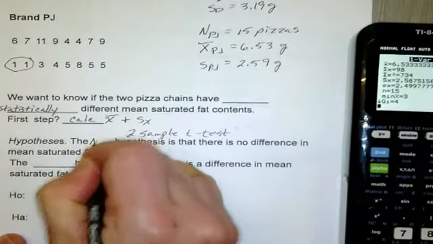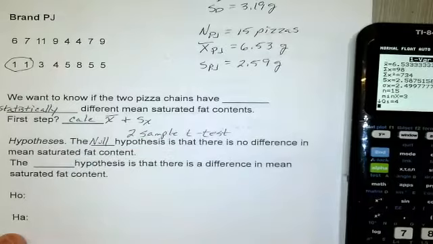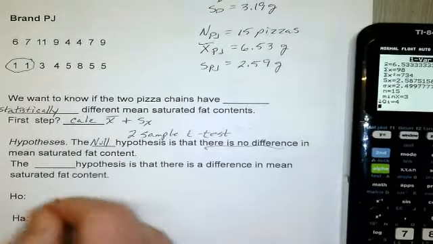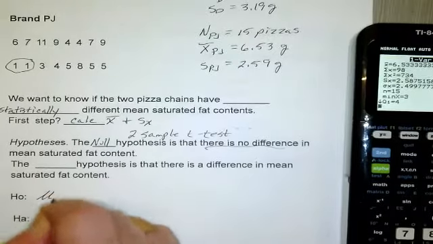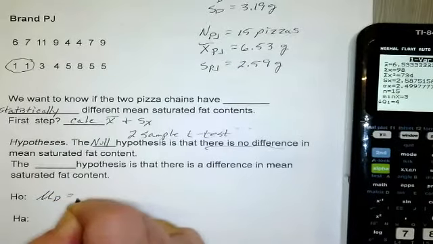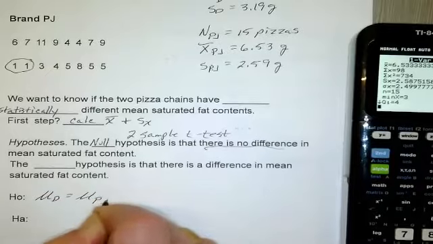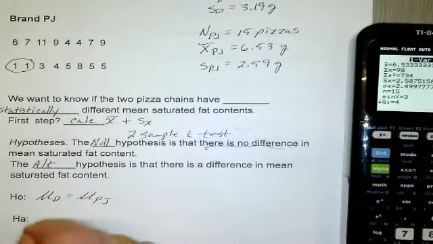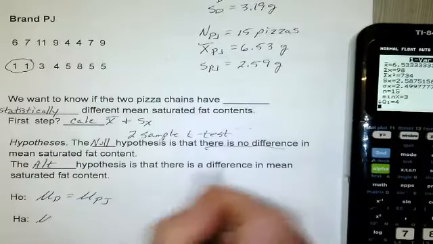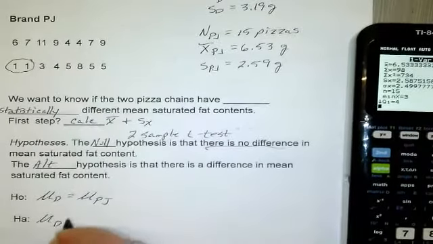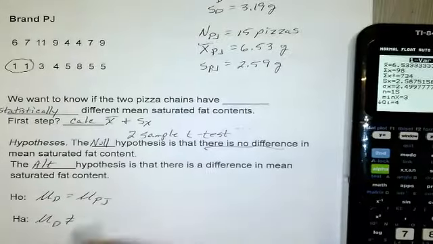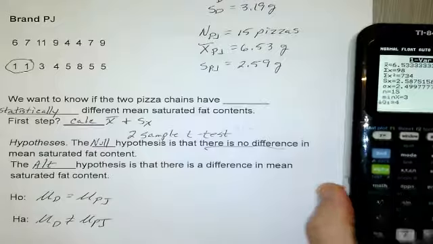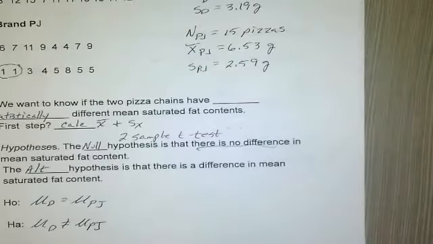So my null hypothesis is that there's no difference. Algebraically, that is this: the mu of D equals the mu of PJ. The alternative hypothesis is that there is a difference, so mu of D does not equal, because if there's a difference, that means they're not the same. That means not equal to mu of PJ. Okay, so that's our first bit.